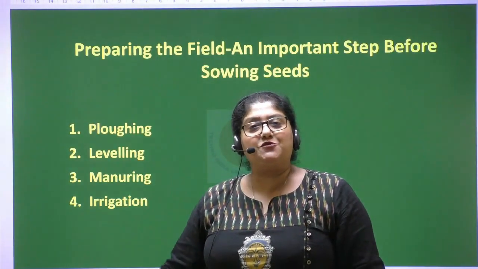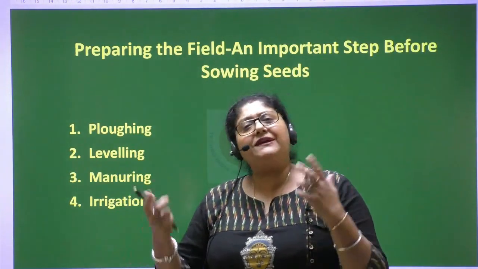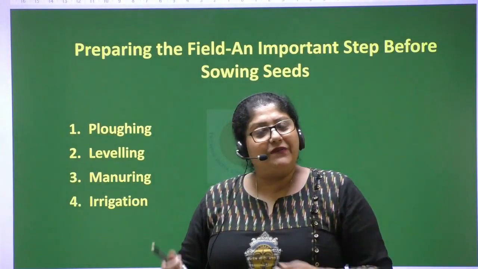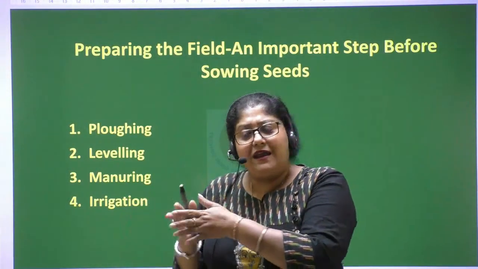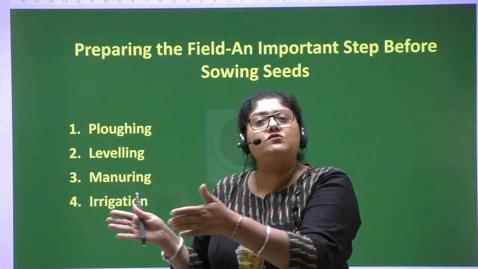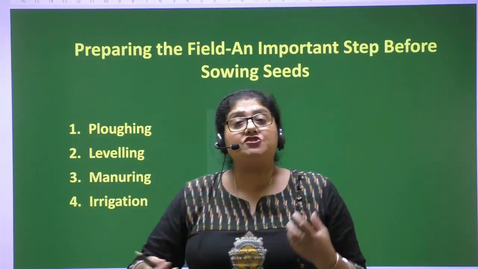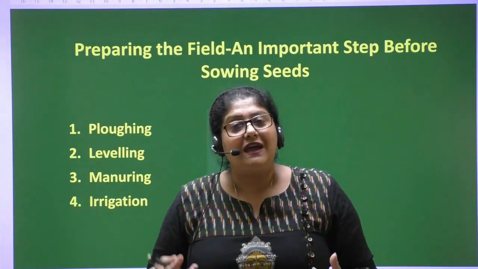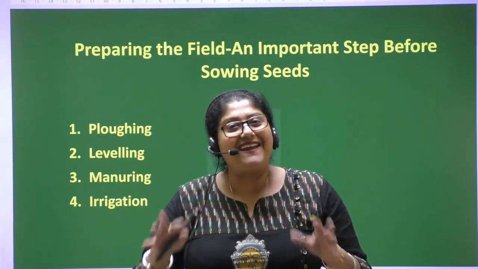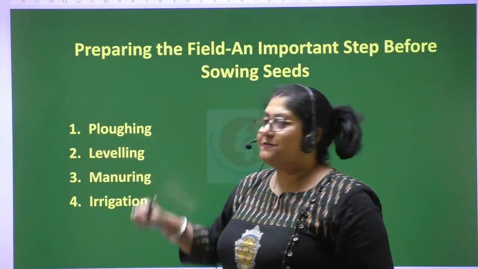Let's say the field has to be combed. What happens when you comb your hair? The hair becomes loose from each other. Right? Similarly, here plowing will ensure that the soil becomes loose, and once the soil becomes loose, air can enter into the soil. So that is plowing.